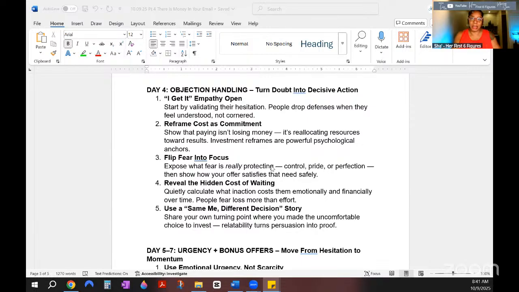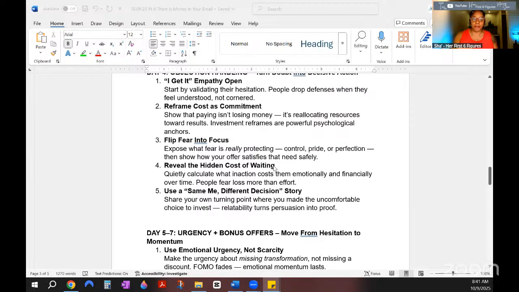So reframe it, because when we look at it as an investment, we automatically think of return on investment. So it doesn't feel like a loss. It feels like me doing my part to get what I want. So investment.